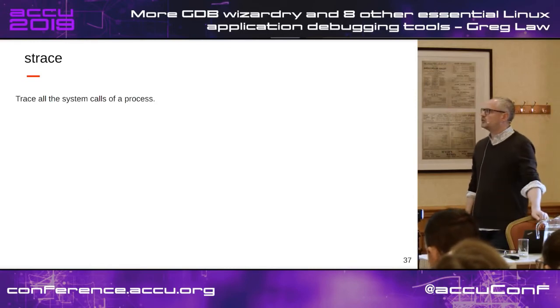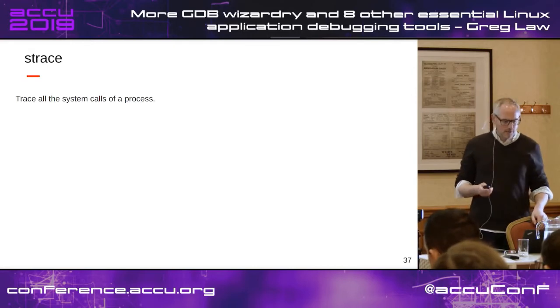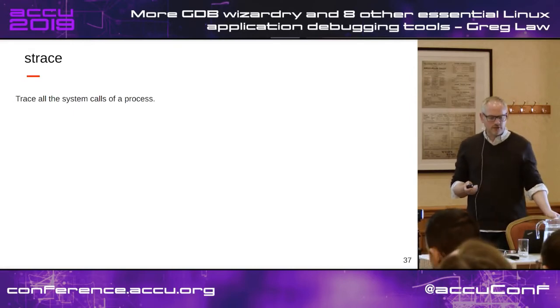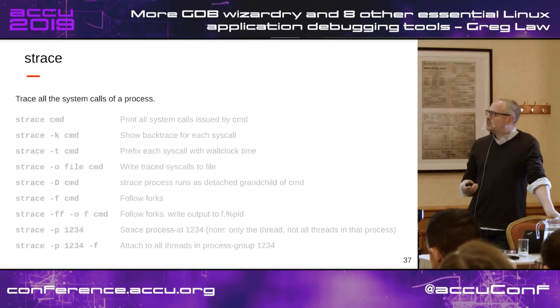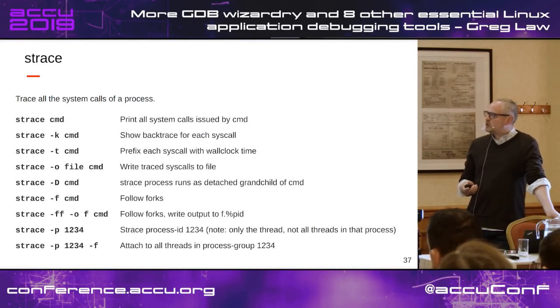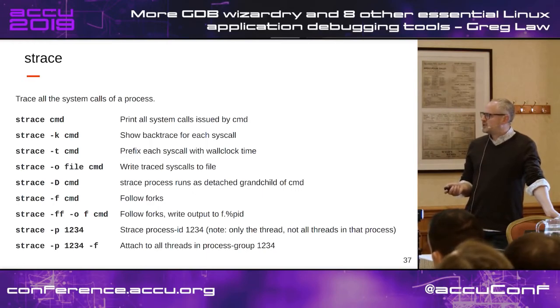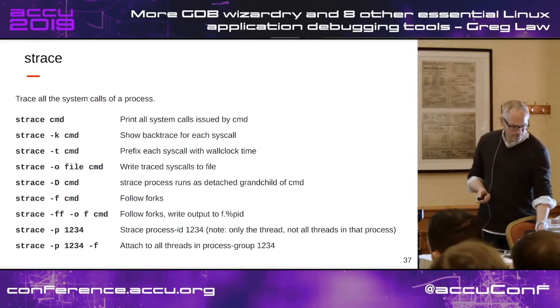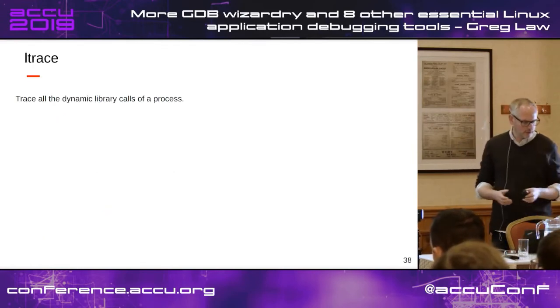Strace, I suspect we all know, but very useful if you just want to get that first level of what's going on. There's perhaps a bit more to it than just the simple strace command. Again, this is using ptrace just like GDB does. But this can be kind of useful, right? So where are these system calls coming from? strace -k, prefix them, put file obviously. Follow forks, that can be very useful. And I can attach to processes as well. I'm not going to show examples, as I think it's quite straightforward.